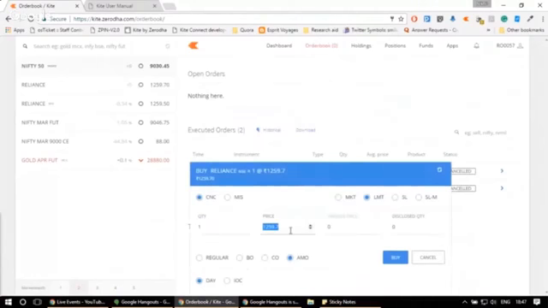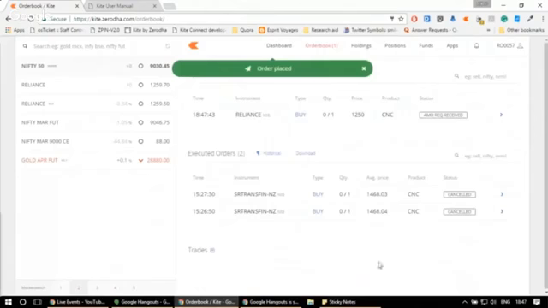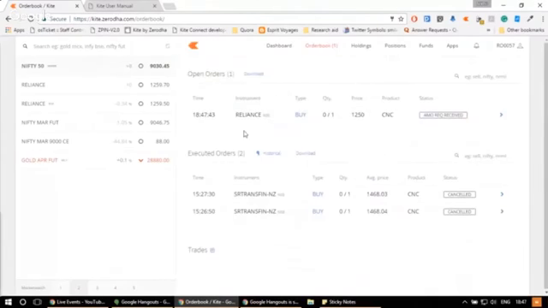So I was placing an AMO for Reliance, let's say at 1250 rupees. Say buy. So this order is placed here. So as you can see, this order is now an open order.